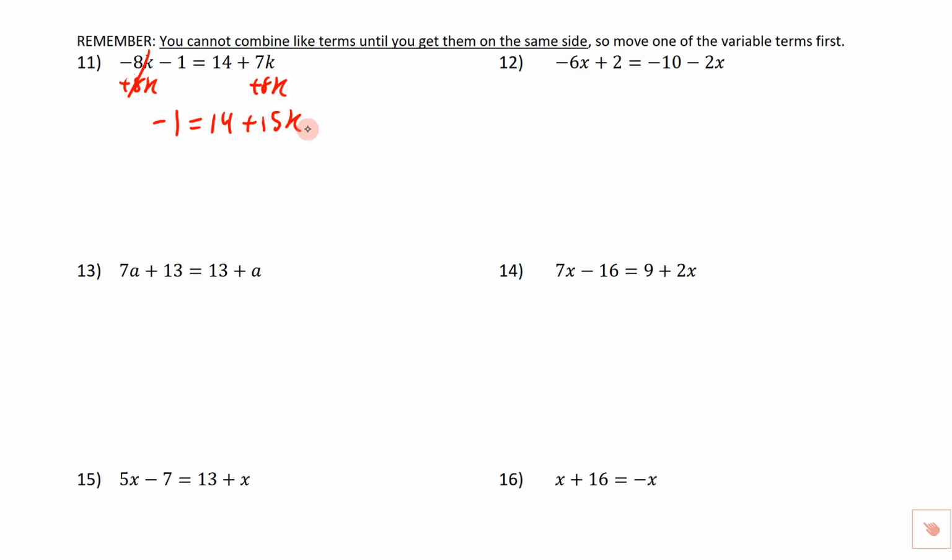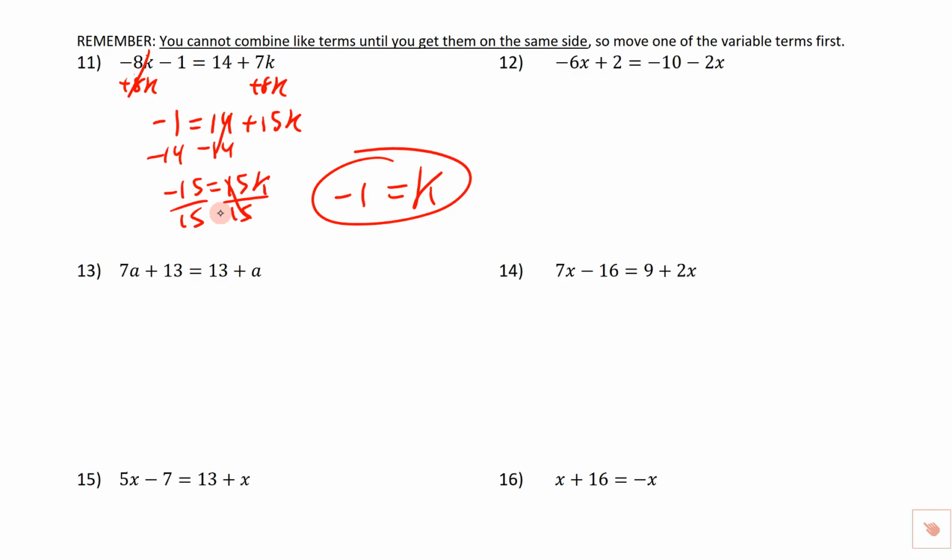And once we get to here, this should look familiar. This is going to be a one-step equation. So we're going to solve this by subtracting 14 from both sides. We get negative 15 equals 15k. We're going to divide by 15. So those are going to cancel. I'm going to leave the k on this side. I have a negative 15 divided by a positive 15, so that's going to be a negative 1. Circle it, and we're done. So this basically takes about 3 steps to solve here.